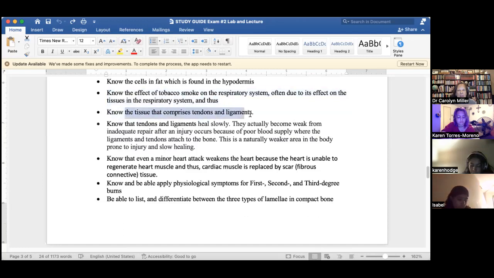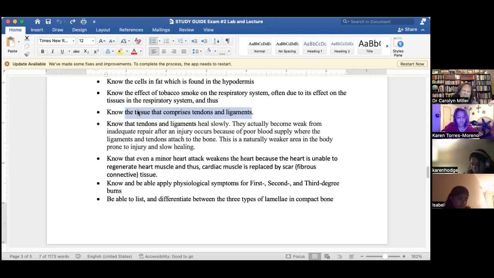The tissue that comprises tendons and ligaments is dense, regular connective tissue. In the second layer of the skin, the dermis, it is dense, irregular connective tissue. So the tissue that comprises tendons and ligaments is dense, regular. And then we have the dense, irregular in the second layer, the dermis.